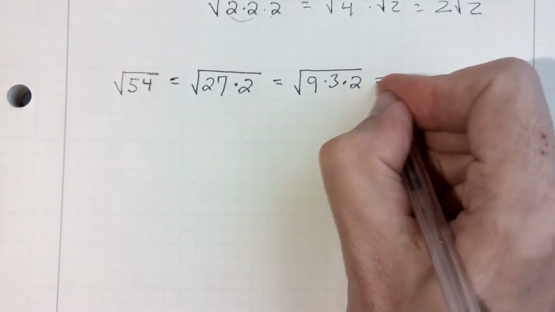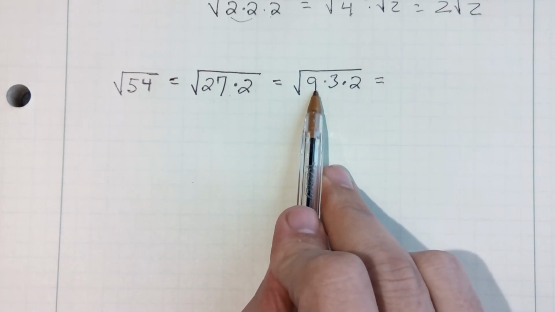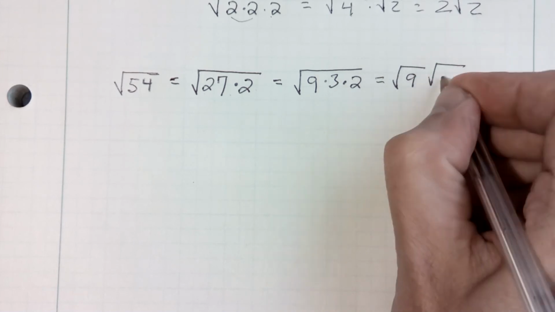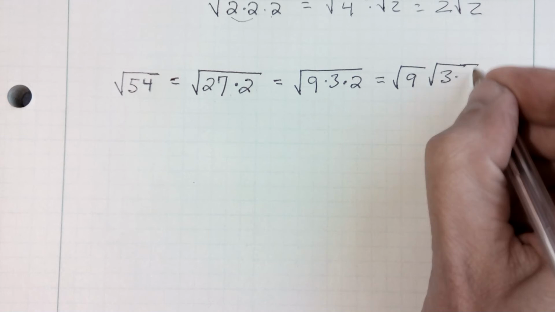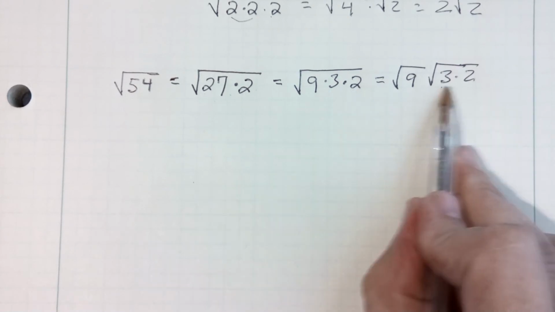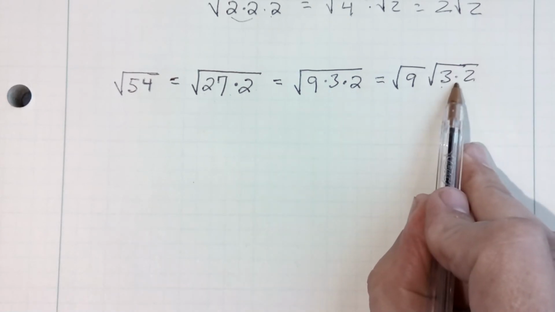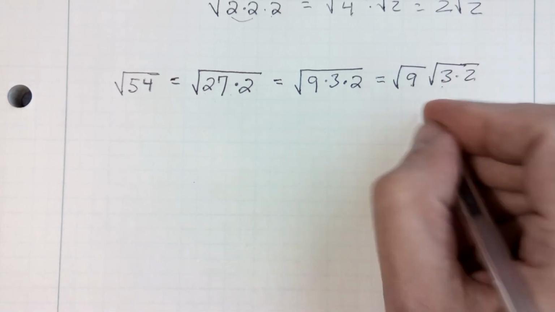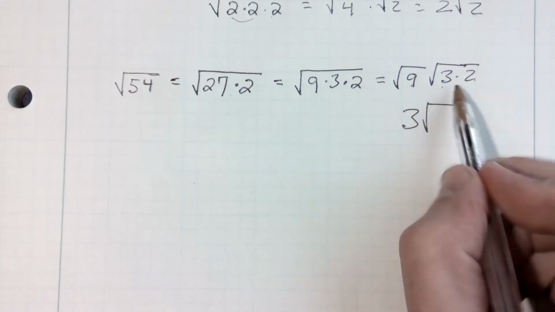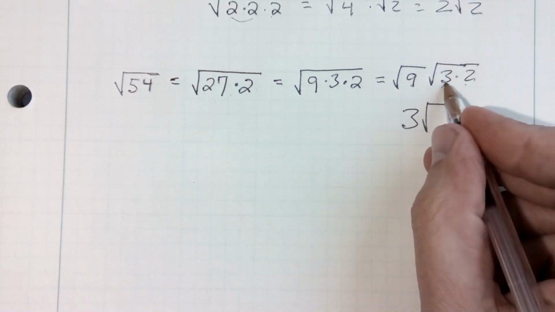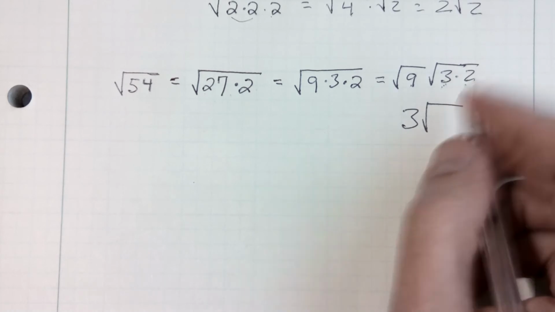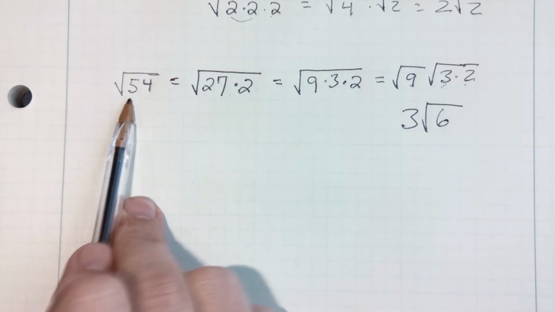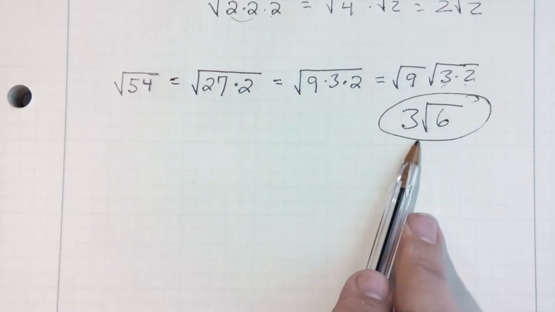But now I'm going to stop there and think, hey, I have a perfect square. I'm going to separate the square root of 9 from the square root of 3 times 2. I'm going to leave both the 3 and the 2 underneath because they're not paired up. They're not perfect squares, but I'm going to leave them both under a single square root. The square root of 9, though, is 3. And then I'm going to multiply the 3 and the 2 back together. I get the square root of 6. So 54 reduces to 3 square roots of 6.